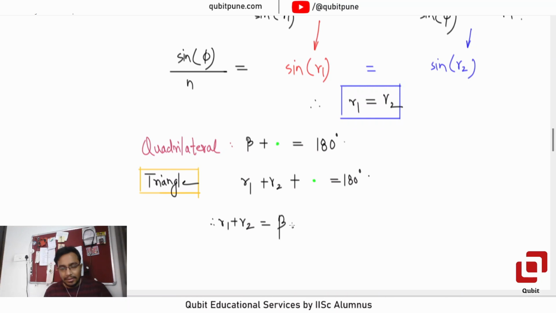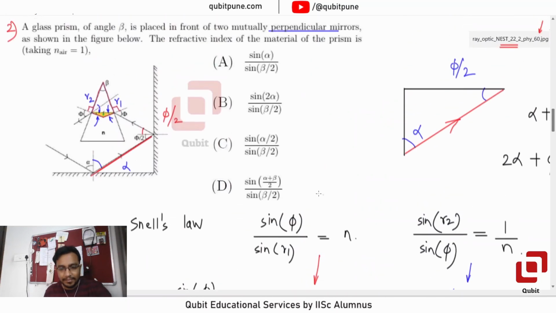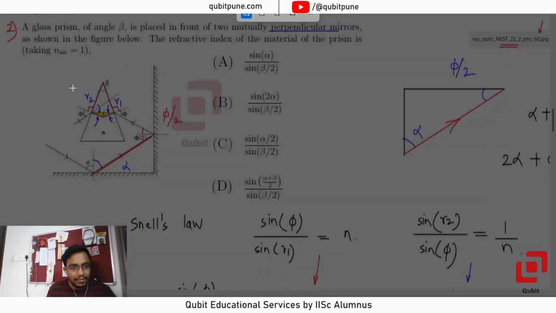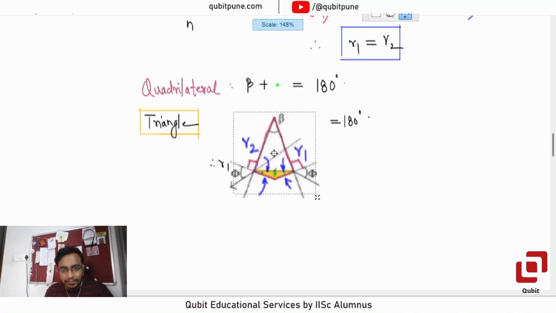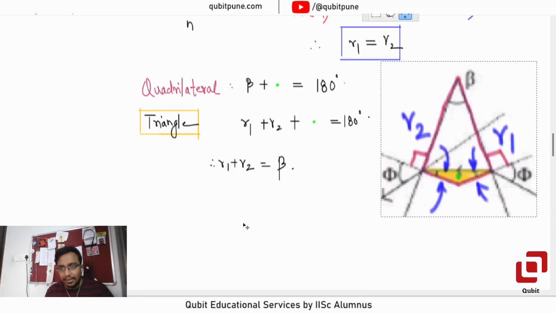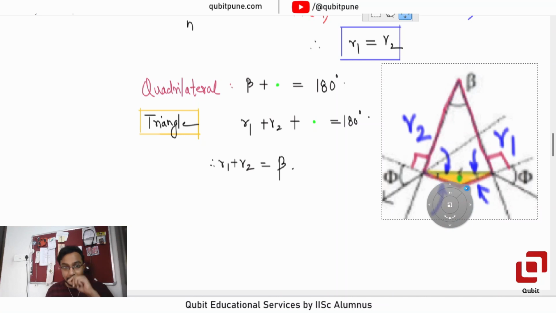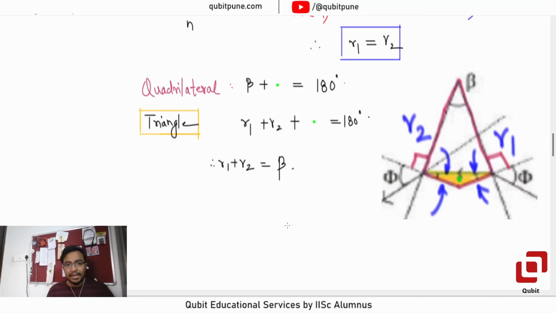Wait, let me paste the zoomed figure here for your reference. I think now you can clearly see that. But because R1 and R2 were equal, can I say that R1 equals R2 equal to beta by 2? Yes, we can say that. R1 is equal to R2, so both of them will be equal to beta by 2.